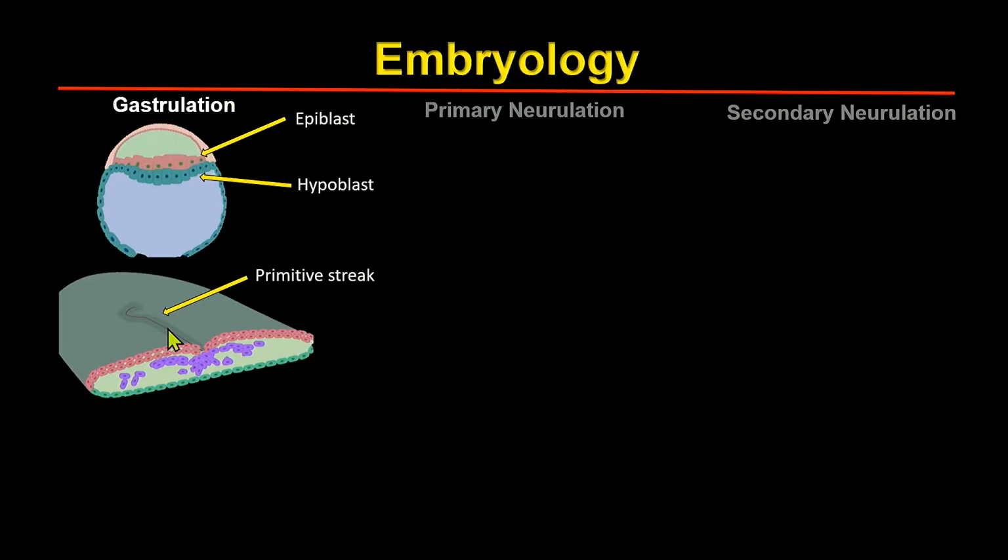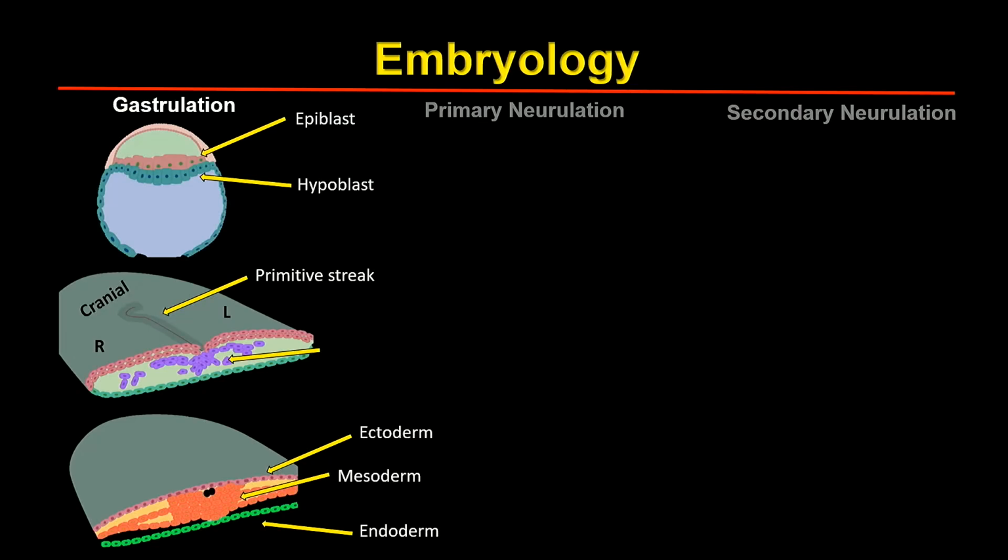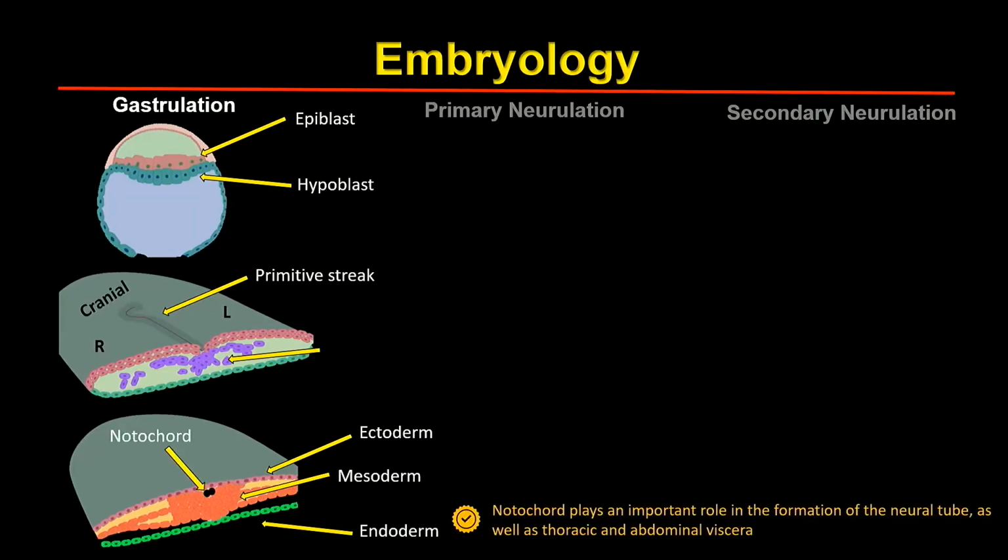Now, not only does this start at the caudal end of the embryo, it organizes the axis of the embryo. It organizes what's the cranial end of the embryo, what's the right side of the embryo, what's the left side of the embryo. It also does that this primitive streak stimulates these epiblast cells to produce more cells, which invaginate between the two layers by a process called invagination. And eventually, all these three layers of cells are completely replaced, and we have the final ectoderm, mesoderm, and endoderm that is formed in the embryo. At the same time, an important structure is formed during gastrulation, which is called the notochord. Now, the notochord plays a very important role in the formation of the neural tube, as well as thoracic and abdominal viscera.